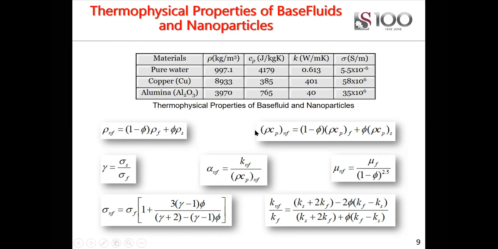So these are the thermophysical properties which we have to use. And this one is electrical conductivity. All these are empirical results in the literature, based on experiments on the relationship between nanofluid, nanoparticle, and base fluid. So we have the thermal conductivity of base fluid, and so on, and this one is the dynamic viscosity of nanofluid, and this one is that of the base fluid. Anyway, let's go to the model.